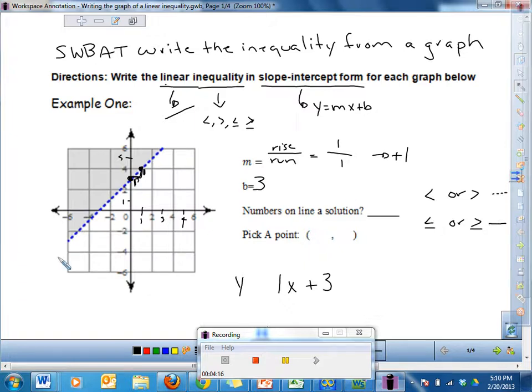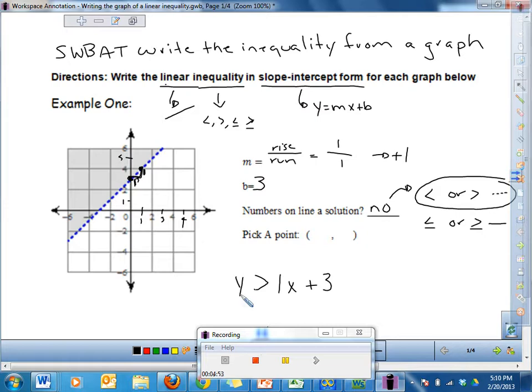On our graph, this is a dotted line, so we know that we're going to use either a less than or a greater than. Are the numbers on the line a solution? It does not include the line. It's a dashed line, so the answer is no, and we know we're going to use a less than or greater than symbol. Then we need to figure out which way it's going to be. In general, we've talked about if you shade above the line, it's greater than. If you shade below the line, it's less than. So I'm going to assume that it's greater than, but we should pick a point just to be sure.